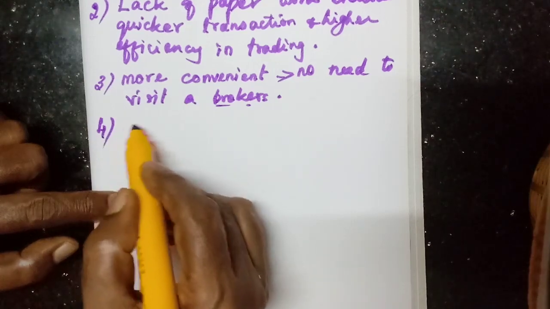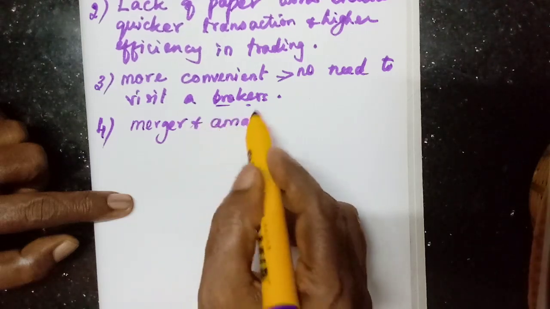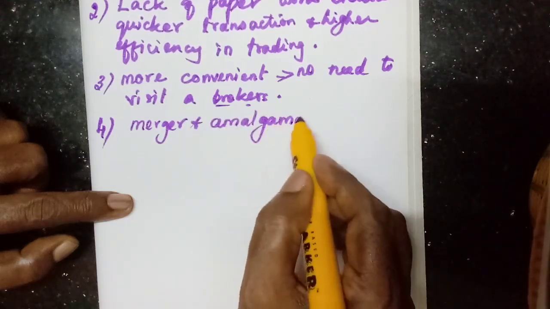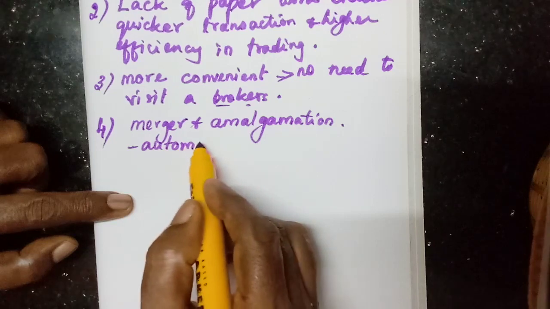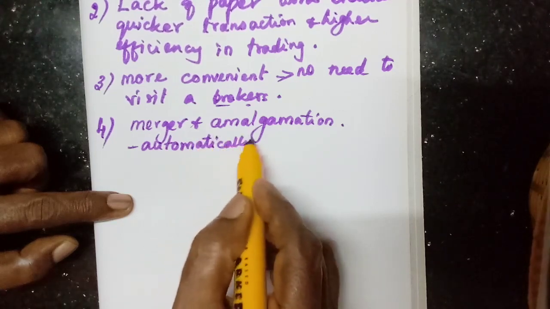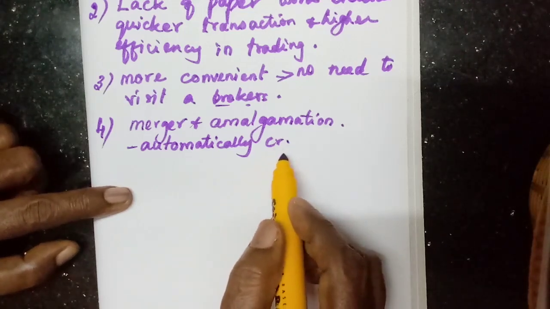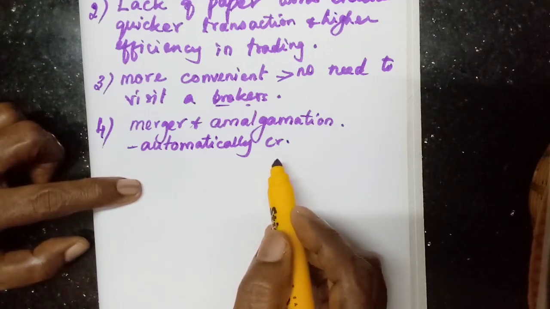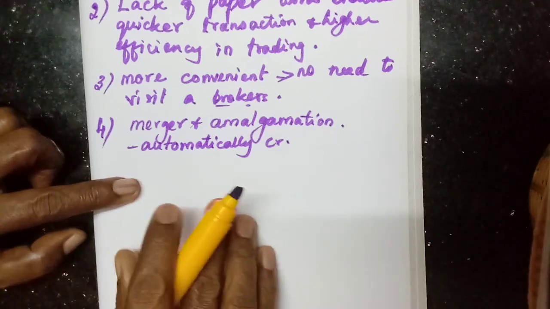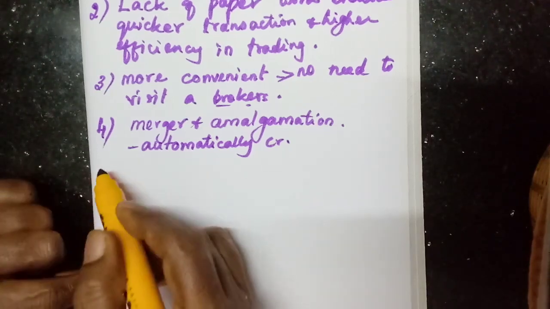Then, that merger and amalgamation we studied, isn't it? At the time of merger and amalgamation, a particular shareholder does not need to worry about anything. Automatically, the shares will be credited because it is online. He doesn't need to communicate with anyone. Each and every company does nothing to worry about. All these are done through the depository participant. Automatically, it is credited.